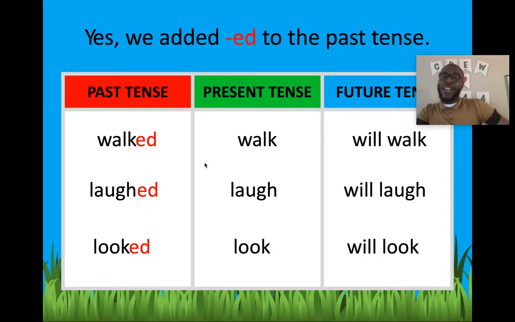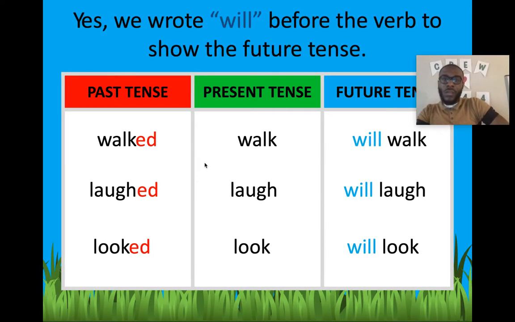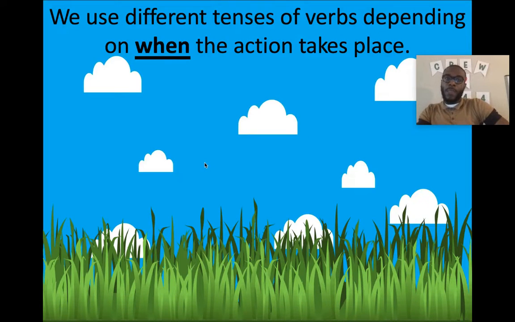Yes, that's right. We added an ed to the past tense. Yes, we wrote will before the verb to show it's future tense. So in order for us to show that future tense, we needed a helping verb to help us with that. We use different tenses of verbs depending on when the action takes place. And we use our three main verb tenses, which are past, present, and future.